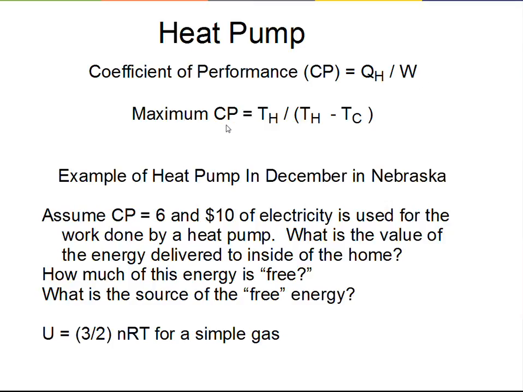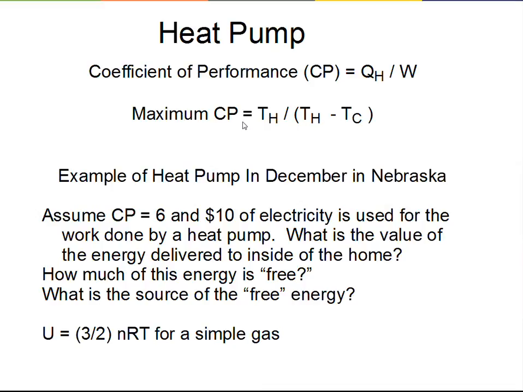For a Carnot heat pump, our best coefficient of performance can be calculated using temperatures. So T sub H, the high temperature inside the house, and then the difference of temperatures between inside the house and outside. Notice these are single T's, so in doing this calculation you must use Kelvin, don't use degrees Celsius.